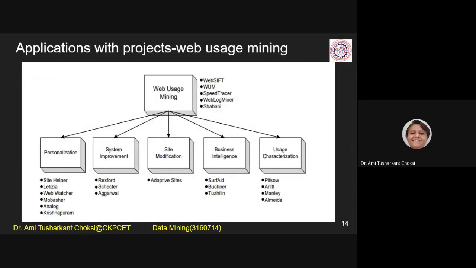So now the applications of web usage mining. Here we want to show the applications also, and the projects which are developed for those particular applications. Okay, let me show you that. Say web usage mining. For that, these are the projects available: say WebLogMiner, Shahabi, SpeedTracer, WUM, WebSwift. See, these are the tools developed by the researchers.